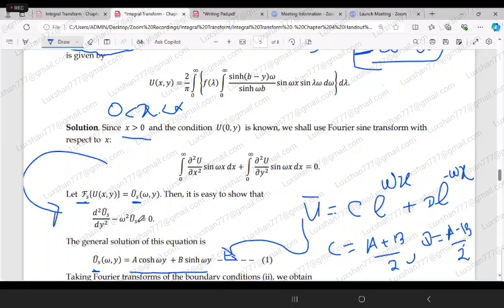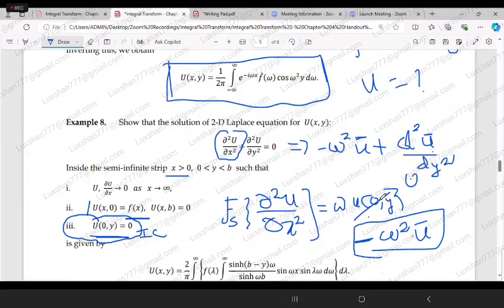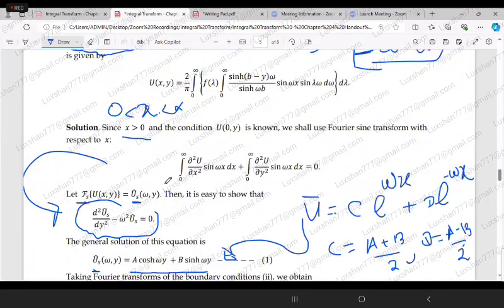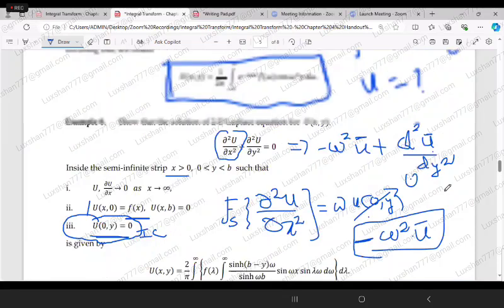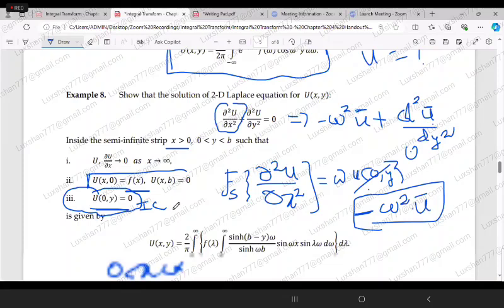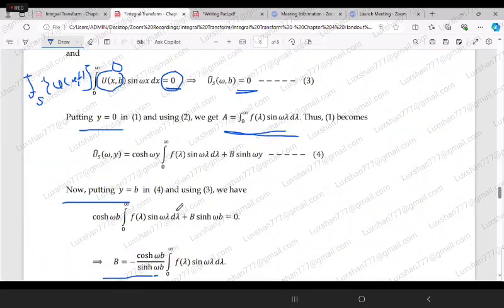Do you understand now, students, how we got this equation? So actually, we are using this initial condition here in the transform, and this boundary condition in order to find the values of A and B. Do you understand? Tell me whether you understand this or not.